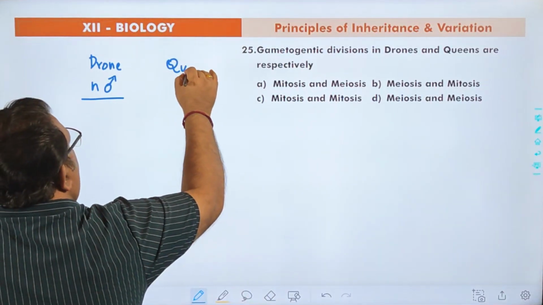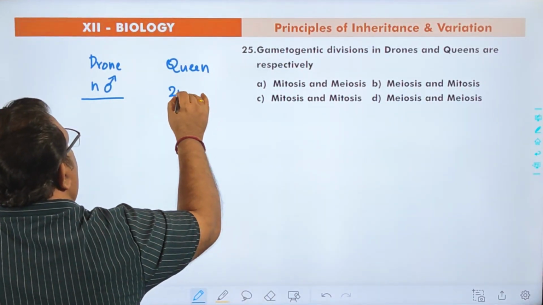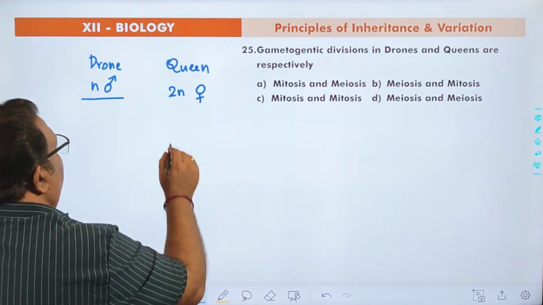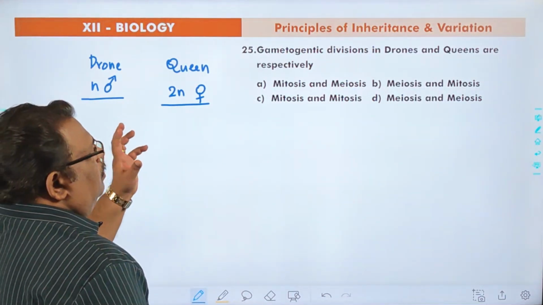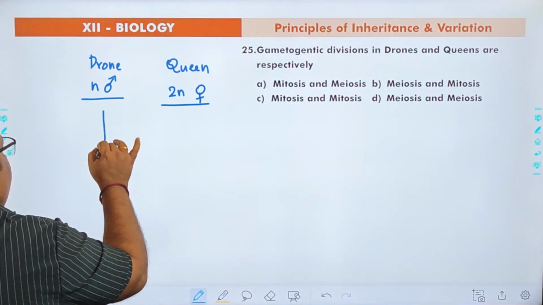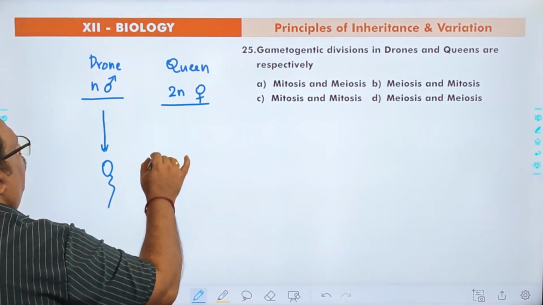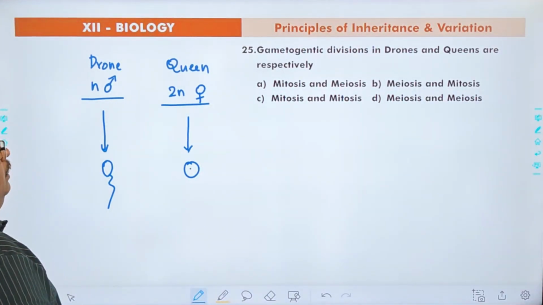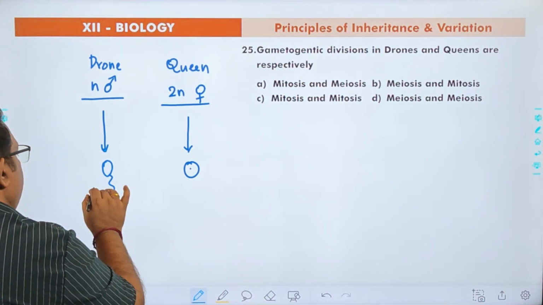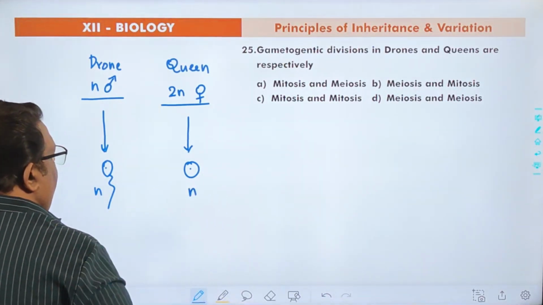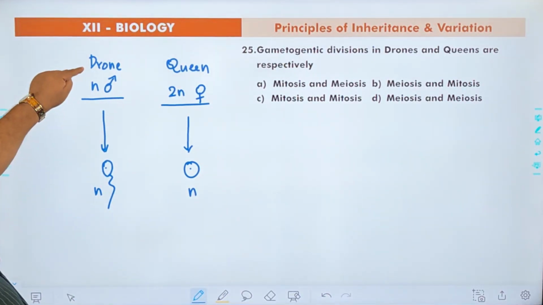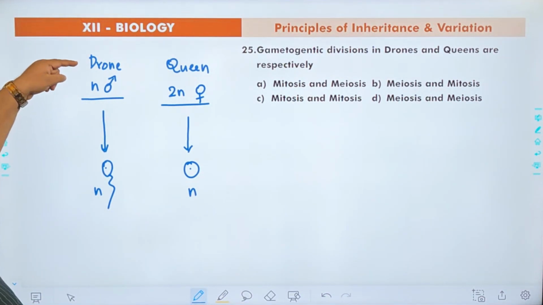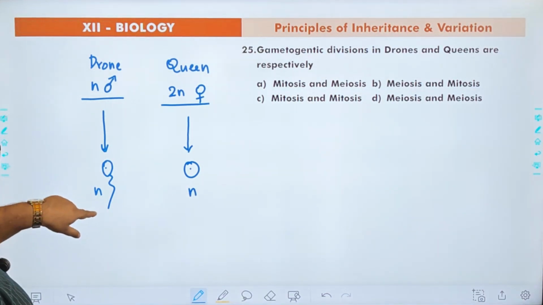Then the queen is a diploid female. So both are fertile, and the drone will be producing sperm and the queen will be producing ovum. Both the sperm and ovum are haploid. The drone is already haploid, so a haploid drone can produce a haploid sperm.